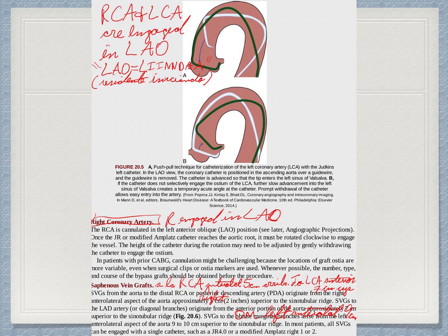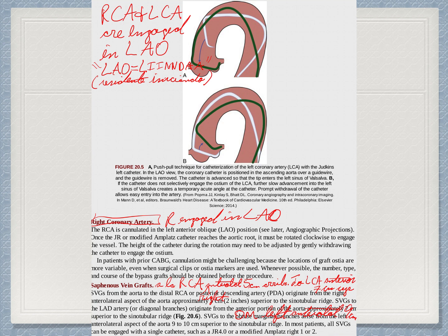Then we have the right coronary artery. The right is engaged in LAO. The left and right coronary arteries are engaged in the angiographic projection called LAO, which means left anterior oblique. That's why the mnemonic I made up is LAO equals Linda, with its first letter being an L. Linda, be it Spanish or English, is nice.